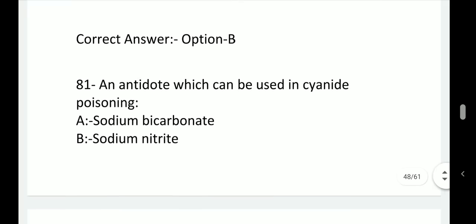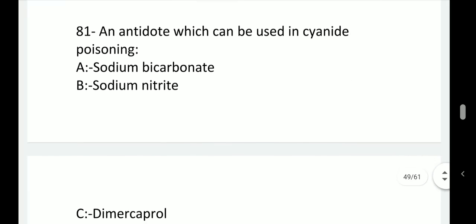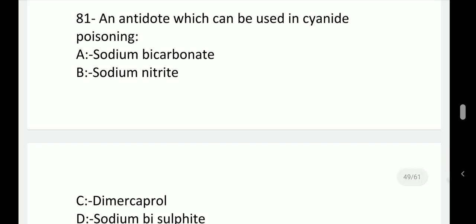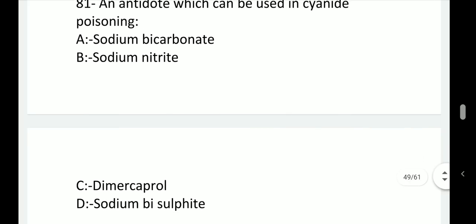Question number 81. An antidote which can be used in cyanide poisoning. Option A, sodium bicarbonate, option B, sodium nitrate, option C, dimercaprol, option D, sodium bisulfite.